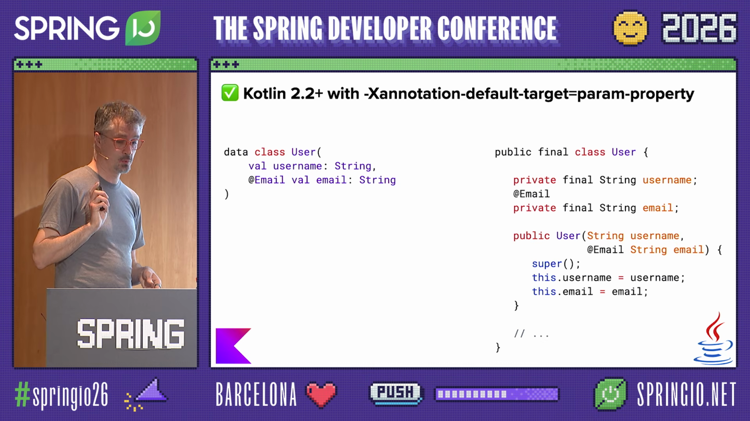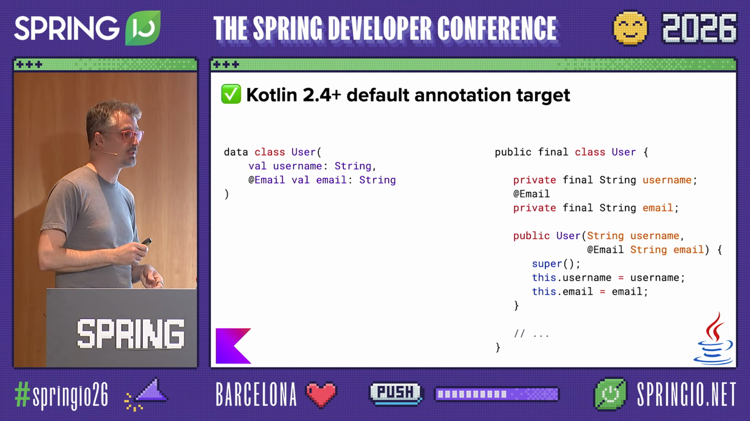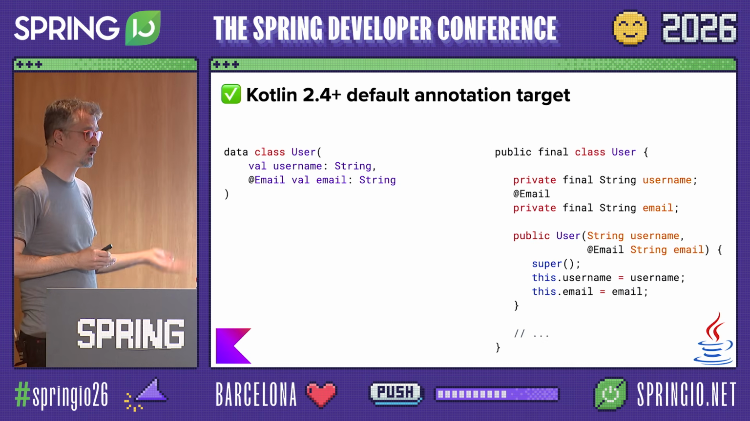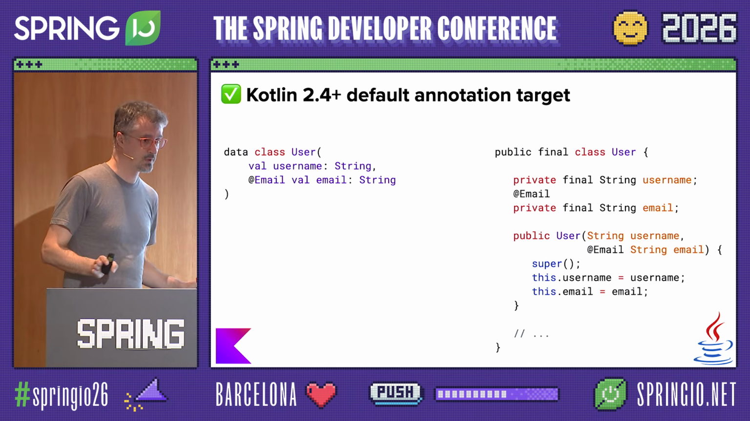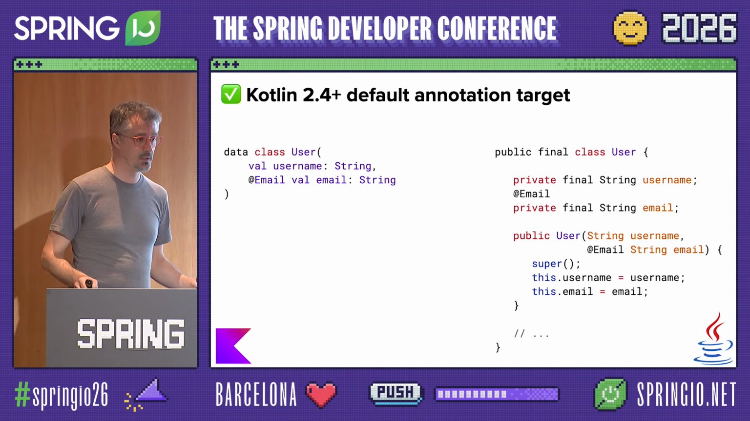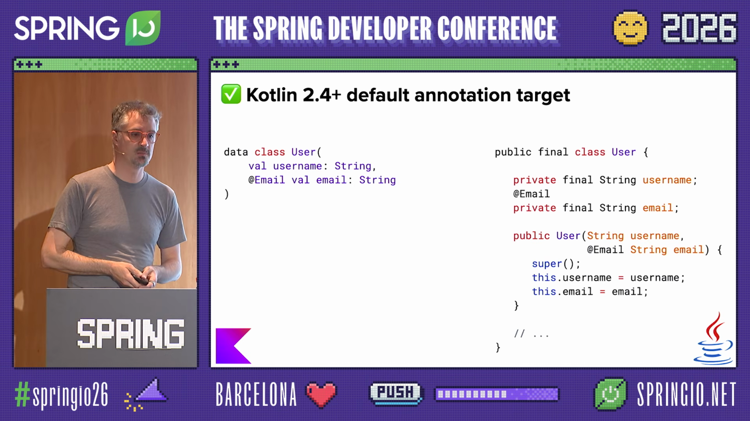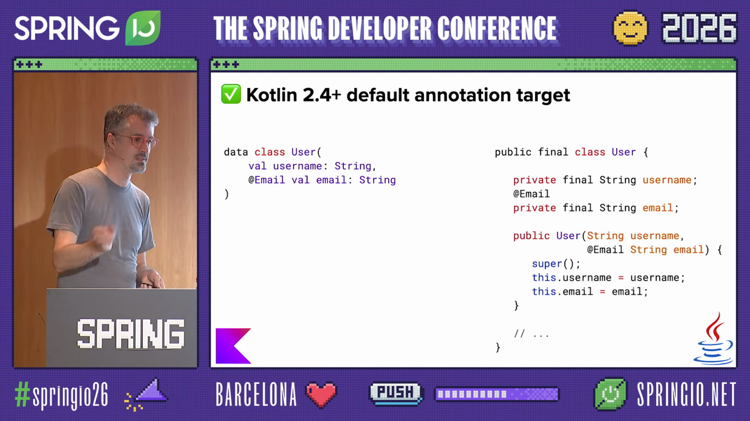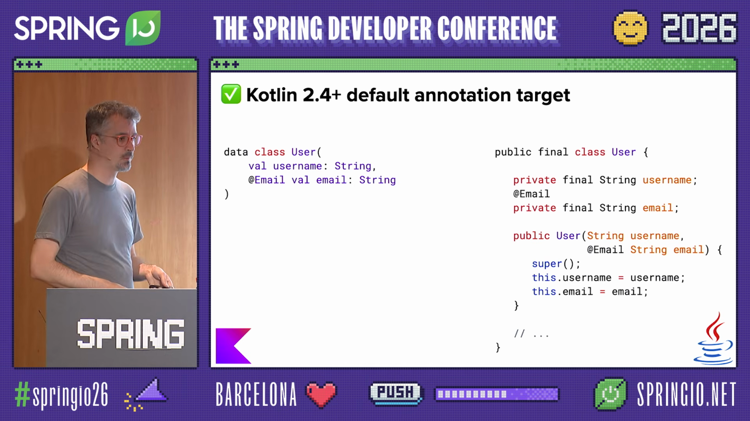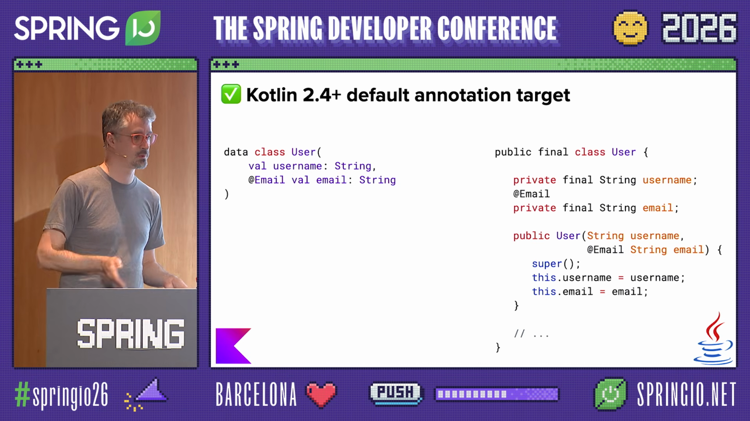And the even better news is that this is the default in Kotlin 2.4. So as of Kotlin 2.4, you don't have to care about anything. Hibernate Validator, Jackson annotations, whatever Java framework is relying on finding the annotation on the field and not on the constructor parameter, it will just work out of the box, no problem.